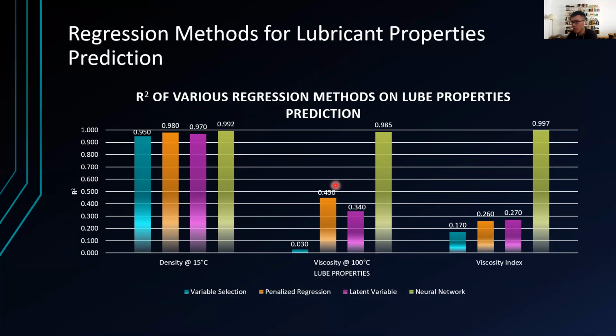However, when we take a look at the viscosity properties, KV100, for example, we see that the linear regression methods' performance drops steeply. However, neural network continues to perform at its best at 0.997 and manages to predict accurately. So from this literature, we can conclude that neural network is a suitable algorithm to be used for this analysis work.